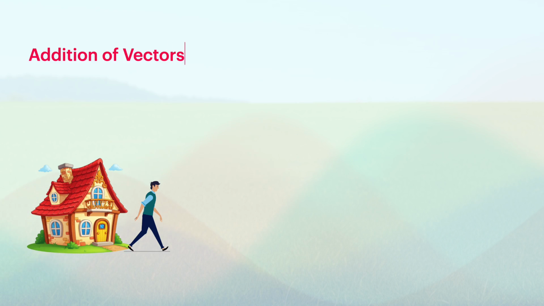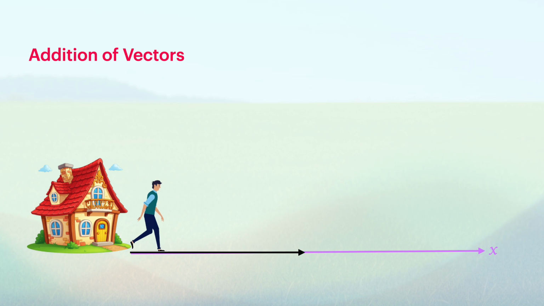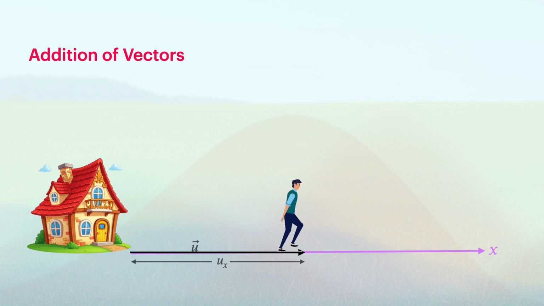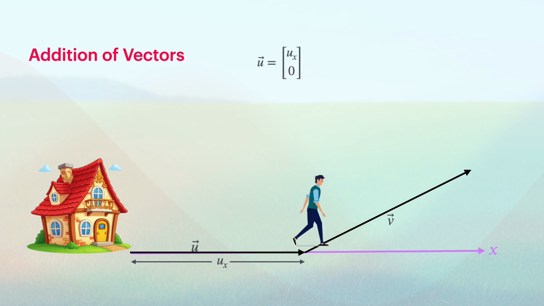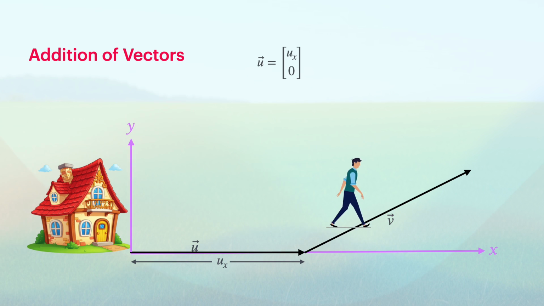The last missing piece is the addition of vectors. We revisit our previous example and modify the motion such that it is now composed of 2 parts. In the first part, the motion is entirely along the x-axis. This is shown by the vector u. The second part of the motion is shown by the vector v. It has components in the horizontal direction as well as in the vertical direction.